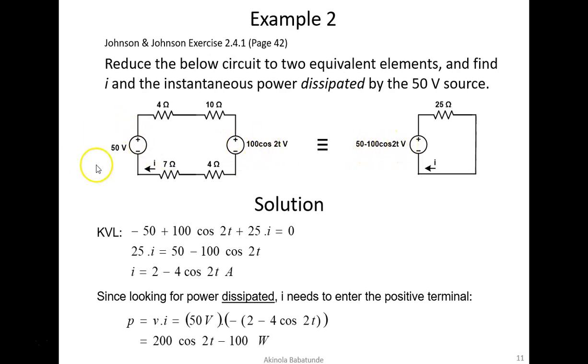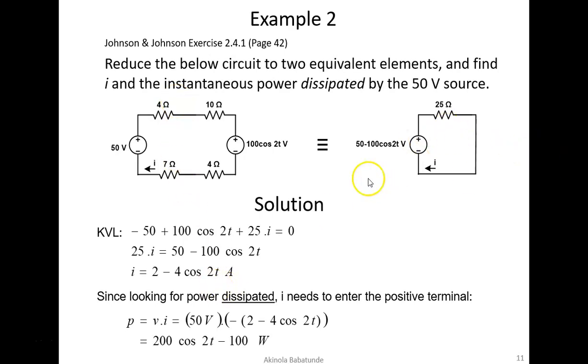So this is positive, that's why we have 50 here. And then this is minus, this is negative, and that becomes minus 100 cos 2t. That's why we have 50 minus 100 cos 2t here as the equivalent voltage in this particular circuit. The first part of the question says reduce the circuit to 2 equivalent elements. That is exactly what we have done. From 6 elements, we now have just 2 elements. Then the second part of the question says find the current and the instantaneous power.